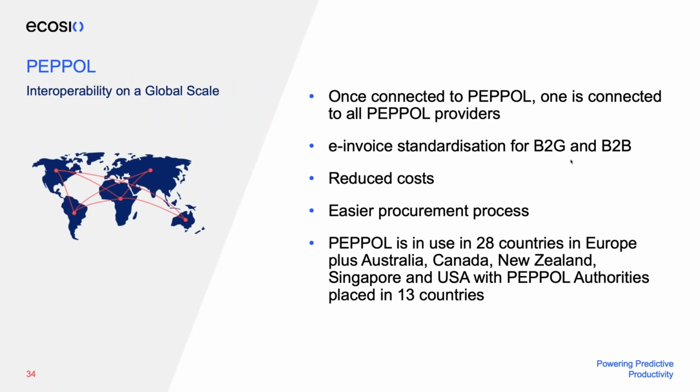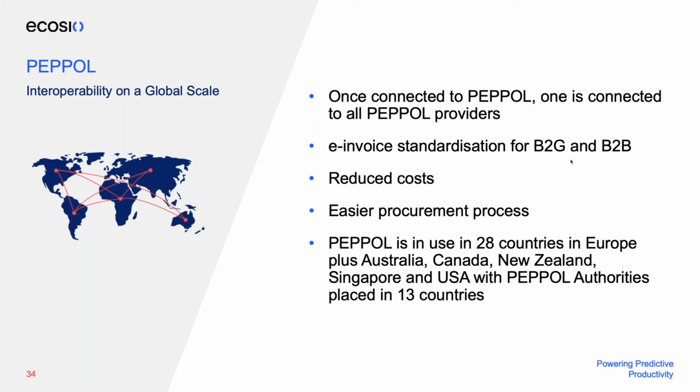The advantages: Peppol provides interoperability on a global scale. So once connected, you are connected to all Peppol providers. It provides e-invoicing standardization for B2B as well as B2G, reduced costs and easier procurement processes. And Peppol is already in use in 28 countries in Europe, plus Australia, Canada, New Zealand. In particular, Australia, for instance, also mandates Peppol, and also Singapore, USA already joined, and the trend is towards a growing user base there.